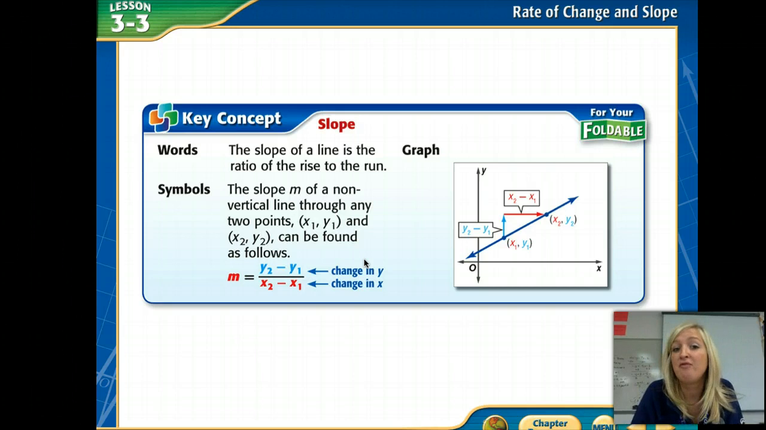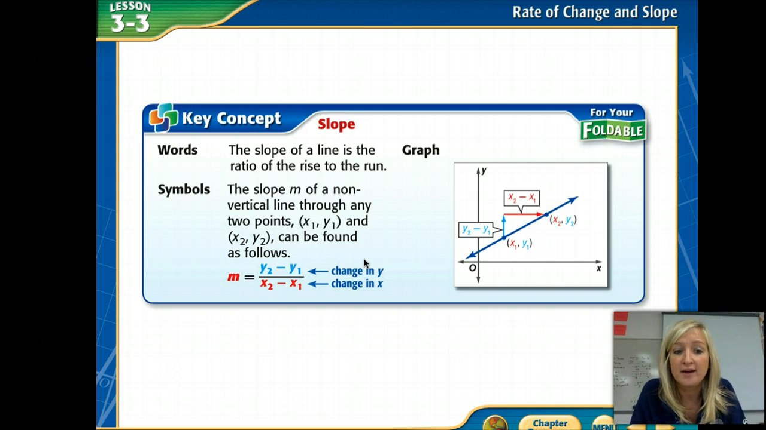Today is example 4 and example 5 from lesson 3.3. So you can continue your notes right where you left off. The first concept that we are going to talk about is slope. We will use slope for the rest of the year, so it's important that you understand this concept and know how to find slope given a graph, a table.